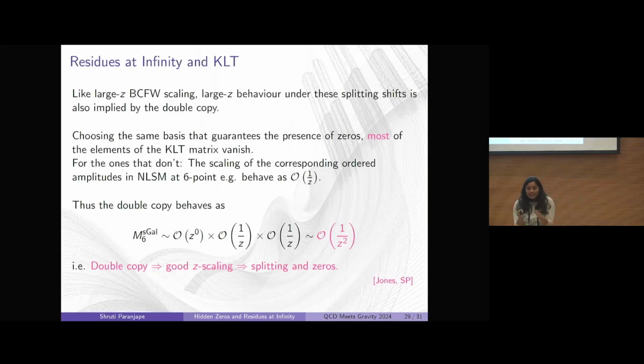Now, the last point I wanted to make is that the large Z behavior under these newer shifts also plays very well with KLT, in the sense that the KLT kernel itself doesn't shift, which means that if I put in products that have good large Z behavior, whatever I get out will also have good large Z behavior. This allows me then to say that any double copy product must have good large Z behavior, and that means it has to have splitting in zeros.